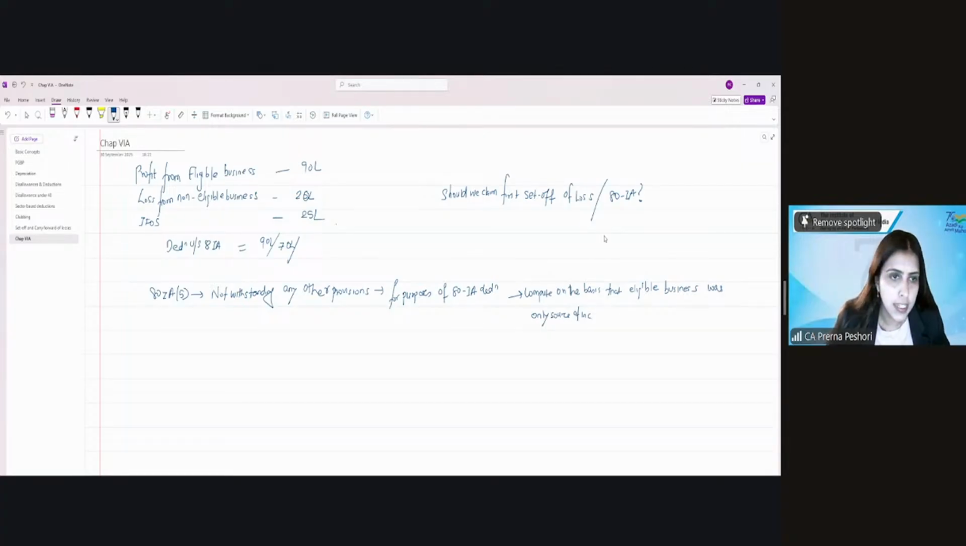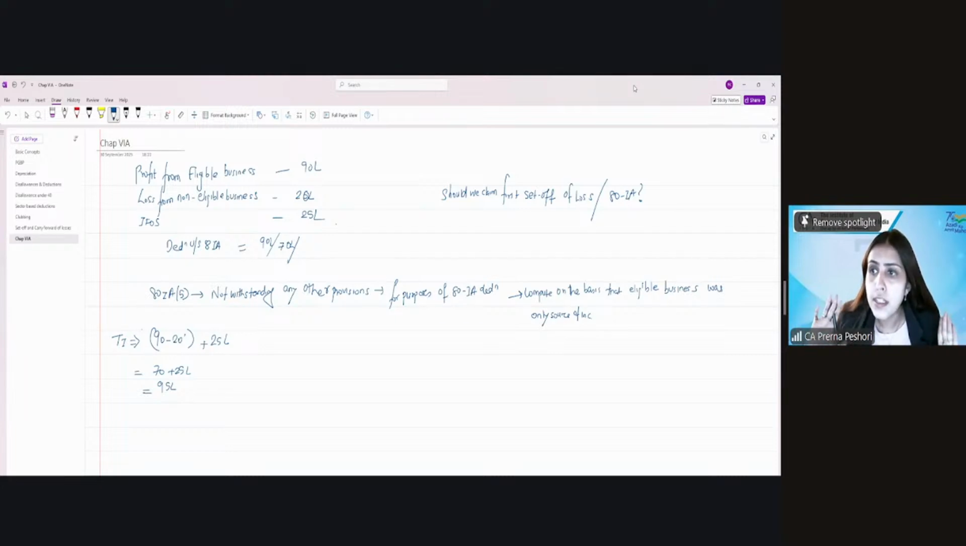So in this particular case, ideally, my total income is coming to 90 minus 20 plus 25. Isn't it? This comes to how much? 95 lakh. Yes or no? But for the purposes of ATIA, I will consider that it is only 90 lakh.